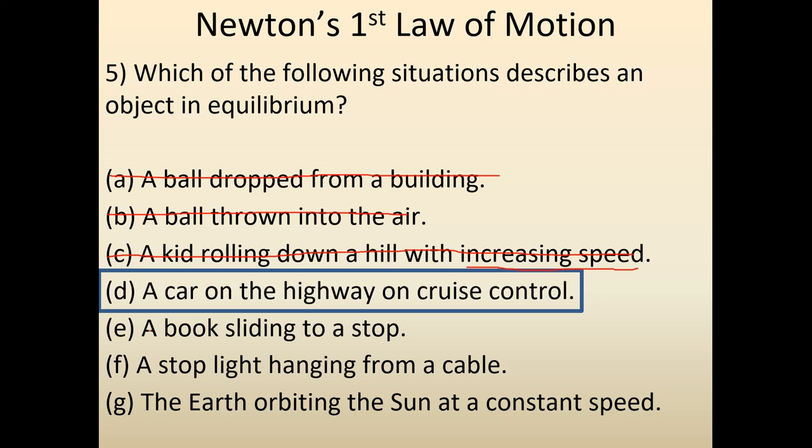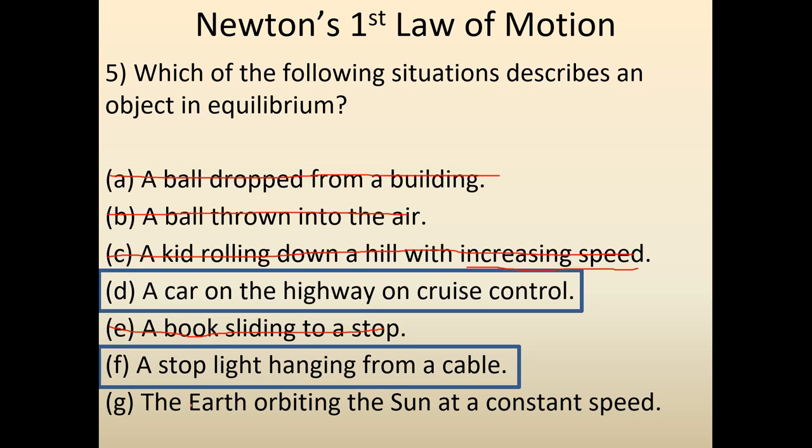For choice E, a book is sliding to a stop. Well, again, it's not at a stop yet, it's going to stop. So that's a deceleration. That's not right. Choice F, the stoplight is hanging from a cable. This is just like a typical stoplight if you looked at it from a car. This is at rest, so this one's also in equilibrium. And then we get to choice G.